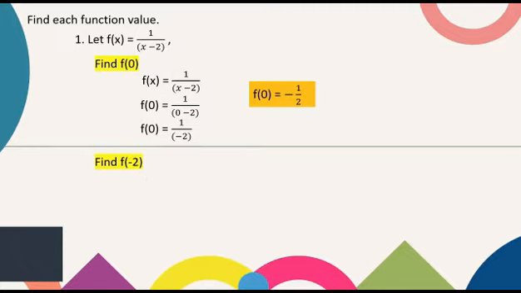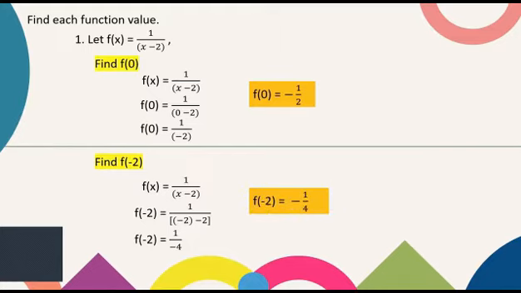How about f of negative 2? Same given function. Let us substitute negative 2 into the x variable. 1 over negative 2 minus 2. f of negative 2 is equal to 1 over negative 4, or f of negative 2 is equal to negative 1/4. And that is our y value.